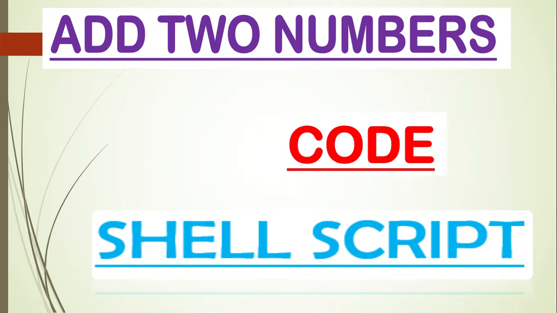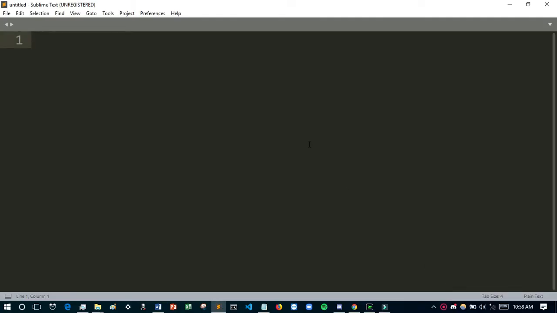Welcome friends, in this video we are going to learn how to add two numbers in Shell script. So let's start it. I have opened a text editor. You can also use your own text editor, and I will use Sublime Text 3.